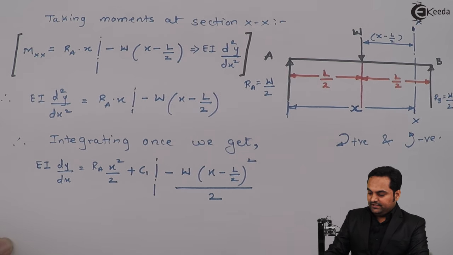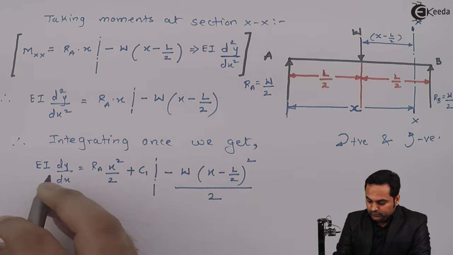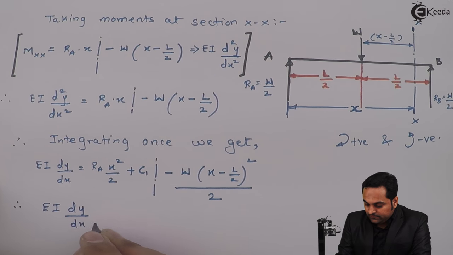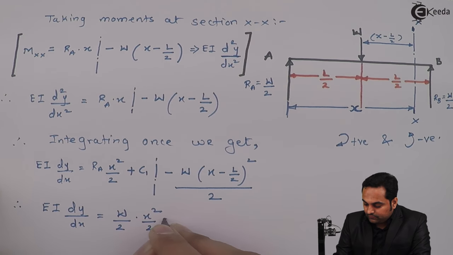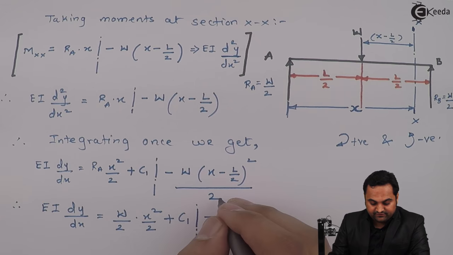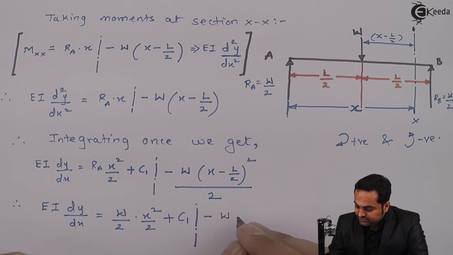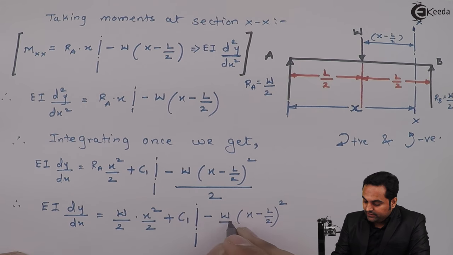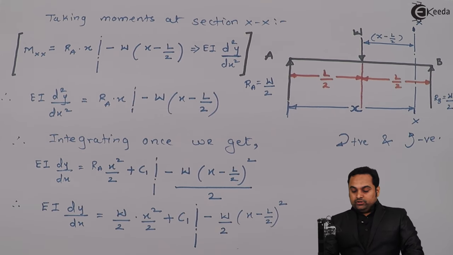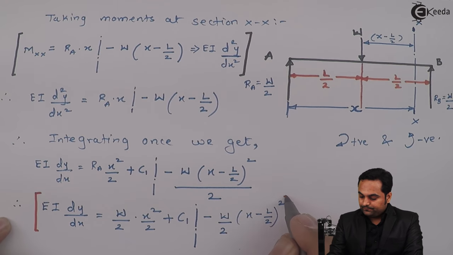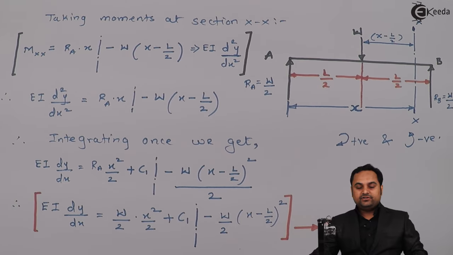So now, after getting this integration, here I'll put the value of RA. RA was W by 2. So therefore, EI dy/dx is equal to W by 2 into X square by 2 plus C1, minus W into, I'll keep this term as it is, X minus L by 2 whole square, and here we have divided by 2, so I'll keep it as W by 2. Now, after we have completed this first integration, I'll call it equation number 1. This is the first equation.